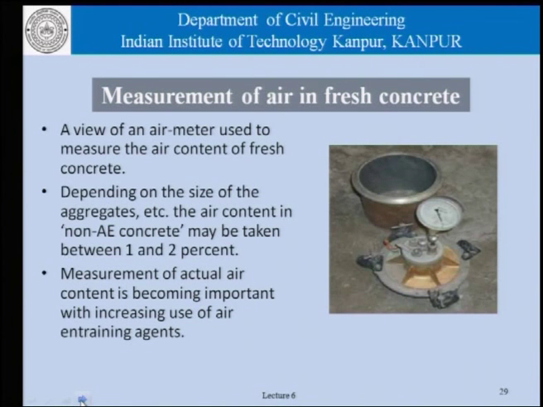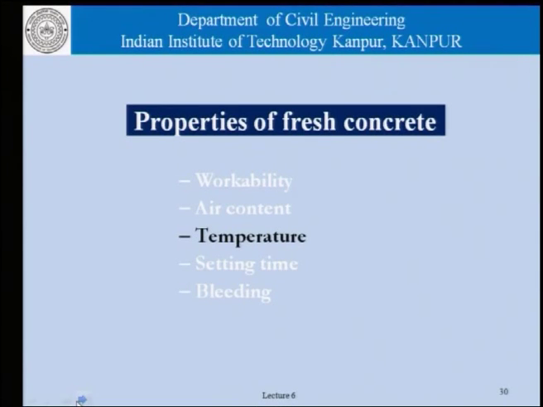This is a simple device for measuring the air in fresh concrete. The importance of air content measurement in fresh concrete is becoming more and more important as we are using air entraining admixtures. Now, coming to the temperature.